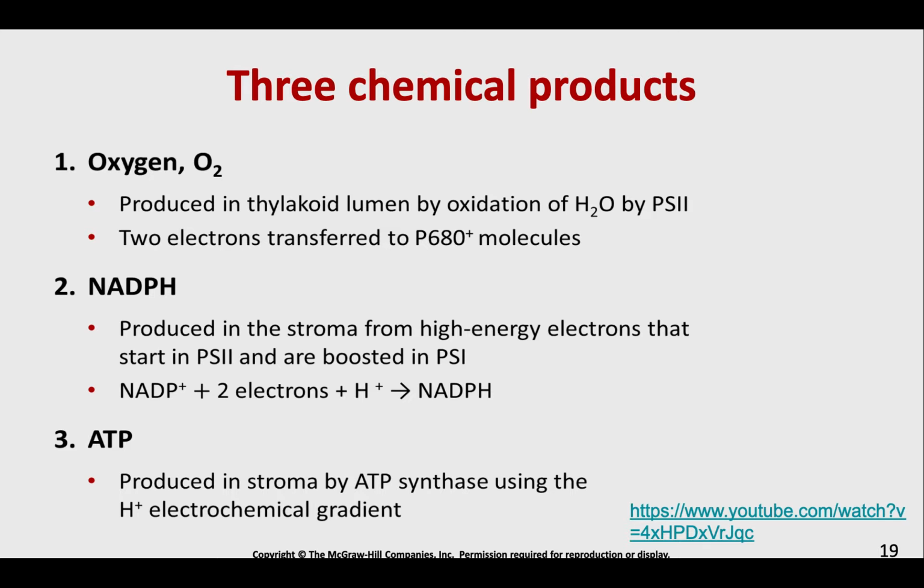All right, big picture takeaway. We have created three main products from the light reactions. We've created oxygen. We had to split apart that water in photosystem 2 in order to replace the lost electron, so that gives us oxygen. We are creating NADPH, which you can think of as an energy currency. That's the very end product of the light reactions. We're also creating ATP, which is a huge source of energy currency within our cells. And we're creating lots of it by setting up that gradient and using ATP synthase.